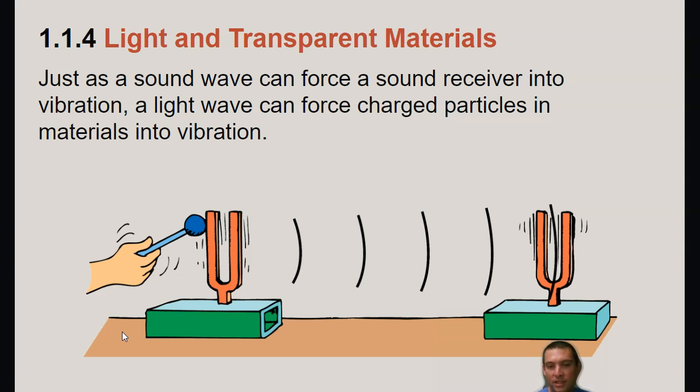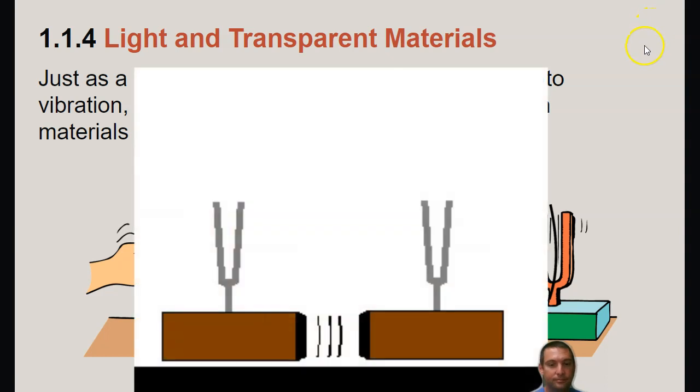Here in the image you'll see two tuning forks, the orange things right here. If this tuning fork is hit, then the vibrations of the air are going to come over here and vibrate this tuning fork with the same frequency. Just like that can happen, this can also happen when a light wave forces charged particles into vibrations. Here it is in motion.